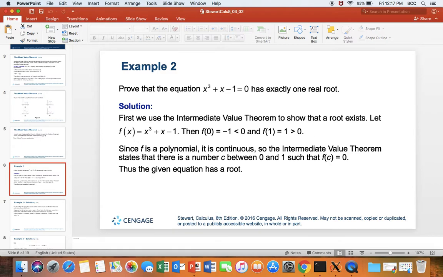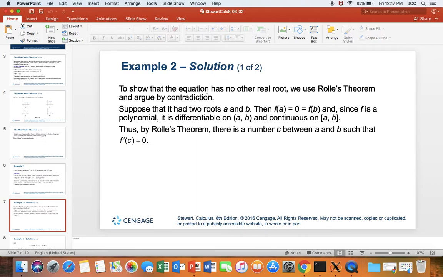Why? Because f is a polynomial, therefore continuous. So the intermediate value theorem states there is a number c between 0 and 1 such that f(c) is 0. What does this tell me? It tells me that we have one real root. We found one root. Now we want to prove that we cannot have more than one root. To show that the equation has no other real root, we have to use Rolle's theorem and argue by contradiction.